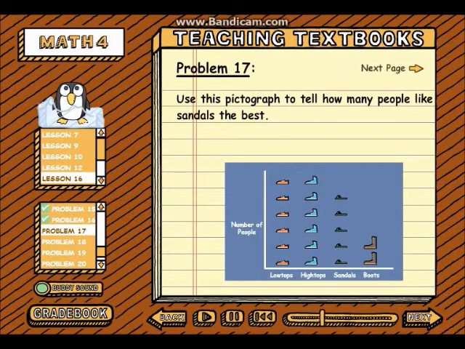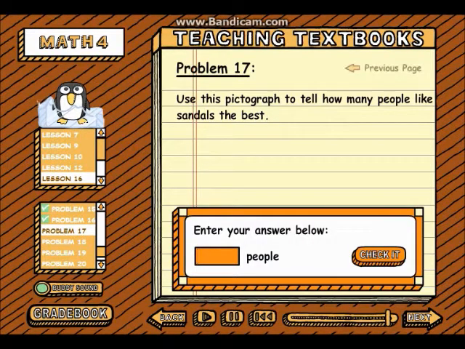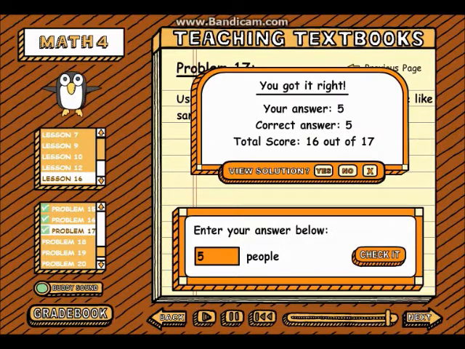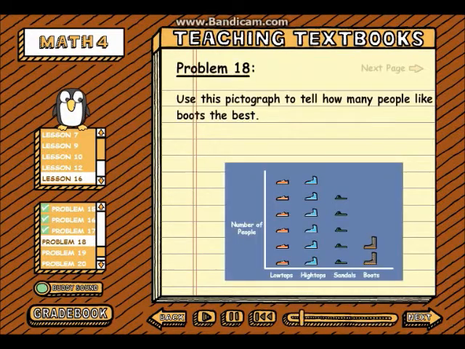In this problem, you need to use this pictograph to tell how many people like sandals the best. Using this pictograph, you need to tell how many people like boots the best.